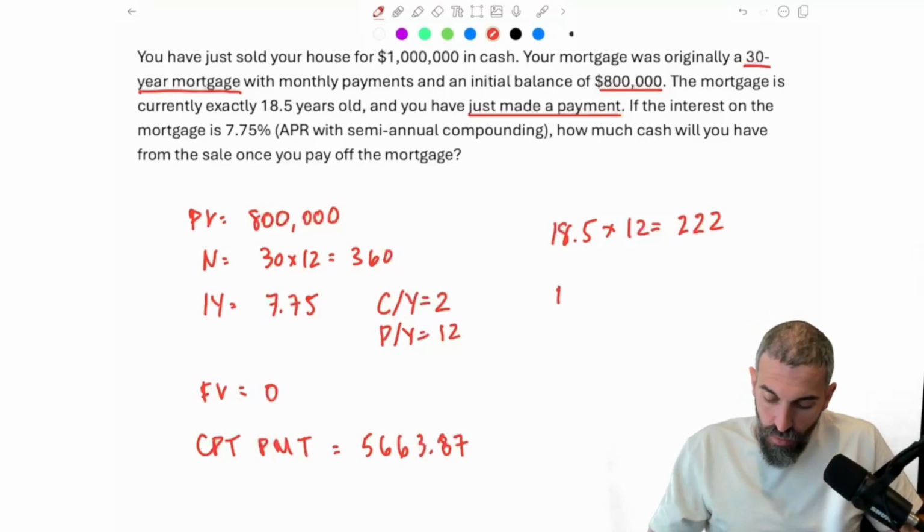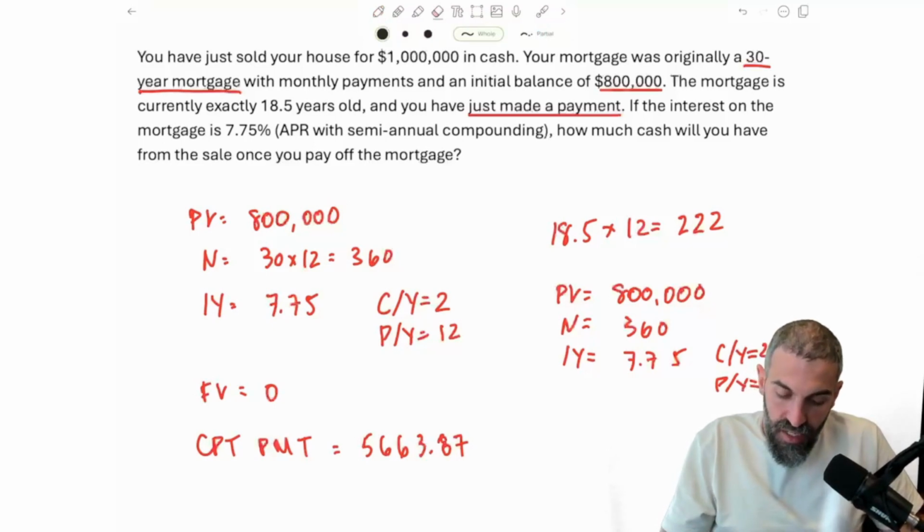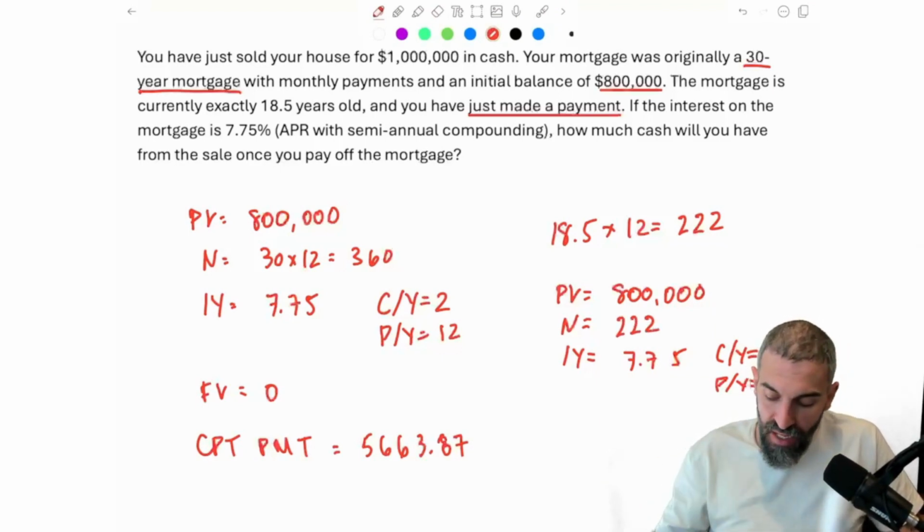So we'll go back to the calculator. We'll keep our present value as it is. In fact, we're going to keep everything exactly the way we had them. We're not even going to touch anything. I'm just going to write it again, but you don't actually need to type this in again on your calculator. 7.75, CY 2, PY 12. Actually, I made a mistake here. The N is the only thing we're going to change. Right? We've made 222 payments. So 222 periods have passed.